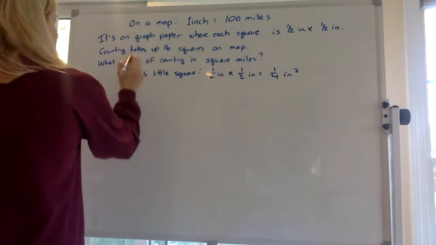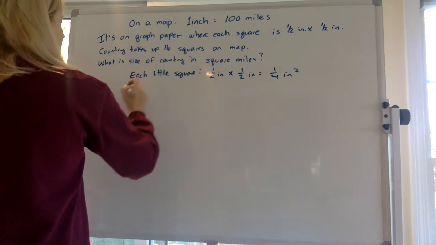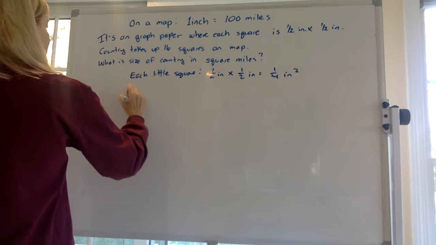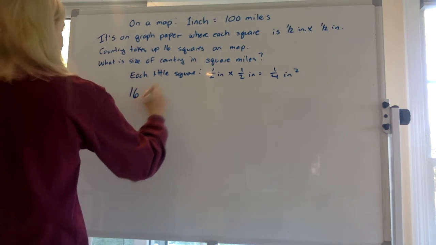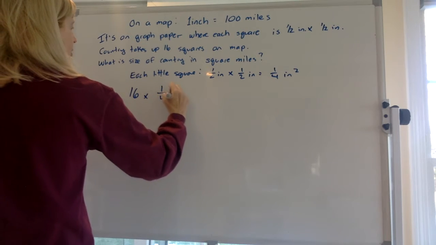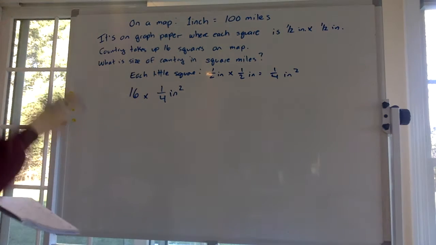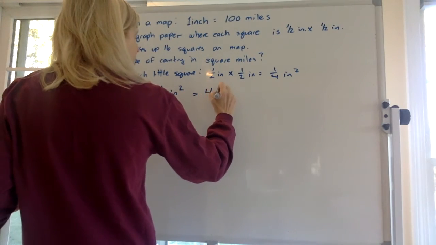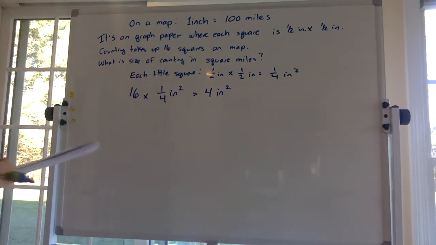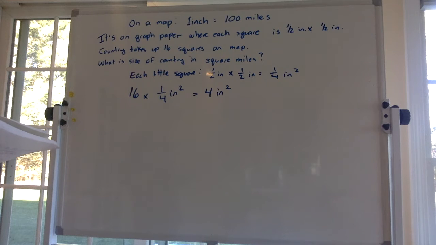The country takes up 16 of these, right? So you have 16 of these squares times 1/4 inch squared for each one. So 16 of these 1/4 inch squares gives you 4. So this country actually takes up 4 inches squared on this map.